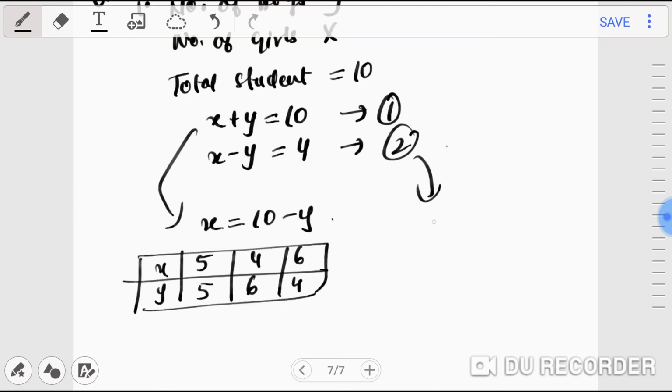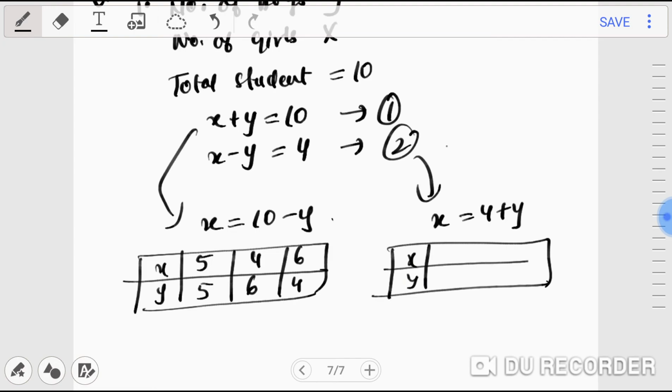Similarly, for equation 2, make a subject, x is equal to 4 plus y. Make the table here, x and y. Put the values of y and x. If you put y as 1, you will get the value of x as 5. If you put y as 0, you will get 4. And if you put minus 1, you will get 3. Random values you have to put, but make sure you should get whole numbers rather than decimals.